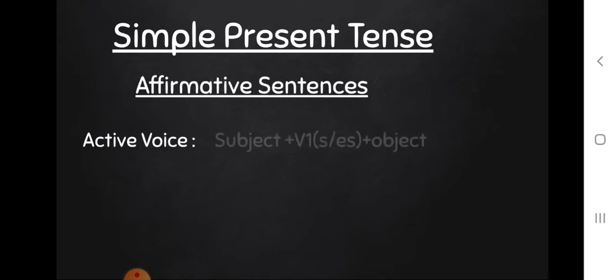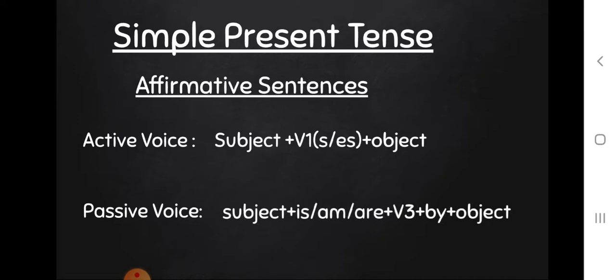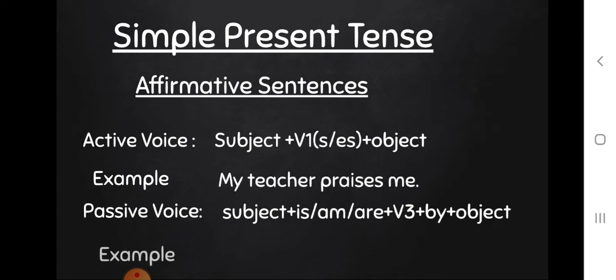We know the structure of active voice is subject plus the first form of the verb, s or es, plus the object. Now, the passive will be, as I've already told you in my previous video, that the subject in the active voice becomes the object in the passive voice, and the object in the active voice becomes the subject in the passive voice. So the passive voice will be subject plus is, am, are plus the third form of the verb plus by plus object. In passive voice, we always use the third form of the verb. Let's take an example. My teacher praises me. The passive will be I am praised by my teacher.